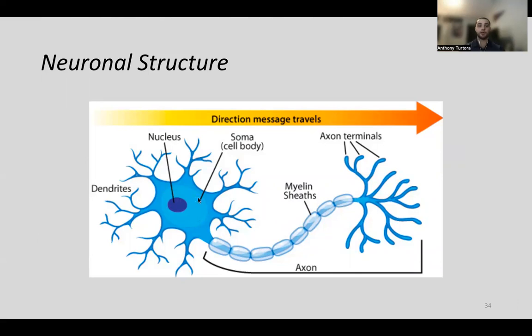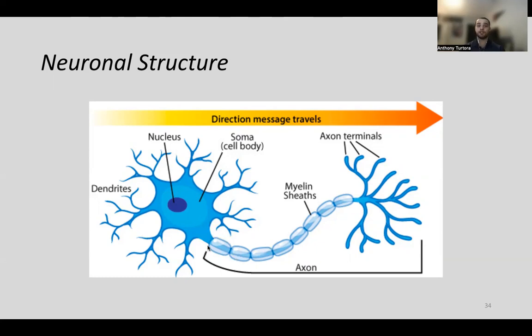So we have the cell body here, or the soma. This contains the nucleus. Dendrites are projections from the soma here, and this is where we receive information in the form of chemical signal. It's then converted into an electrical signal that travels from the cell body down the axon into the axon terminals. Different neurons can have multiple dendrites, cell bodies in different positions, but we always have one axon.